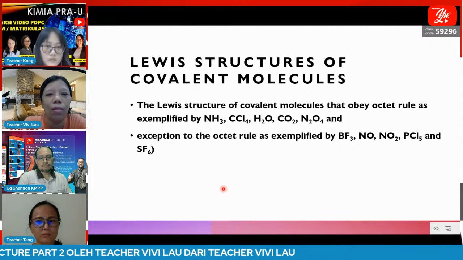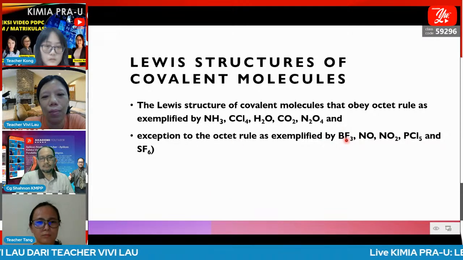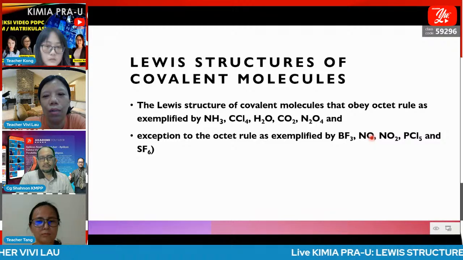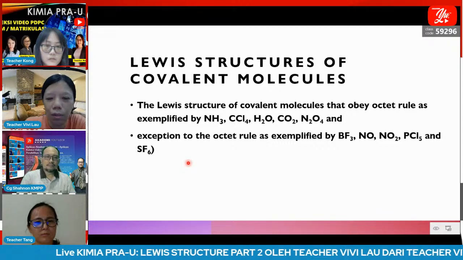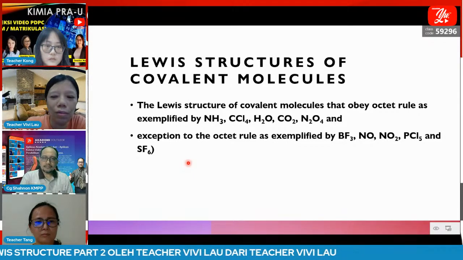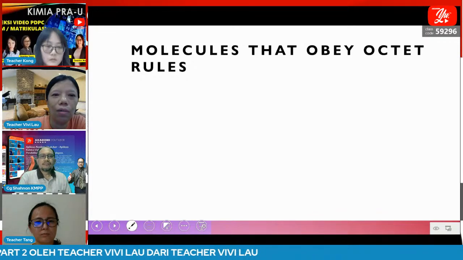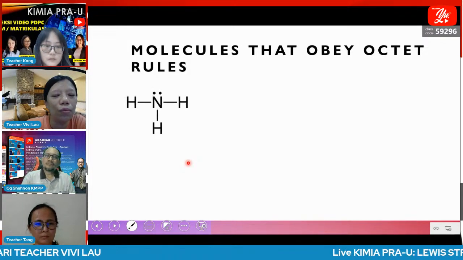Then we have exceptions to the octet rule. For example, we have BF3, NO, NO2, PCl5, and SF6. These are exceptions to the octet rule, meaning they don't follow the octet. So we see the Lewis structure for each. First we have ammonia.